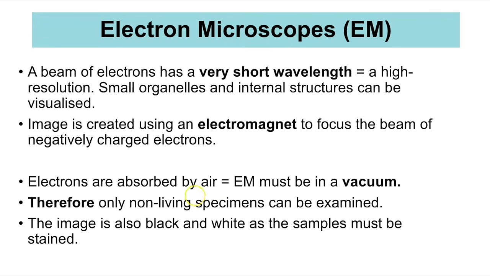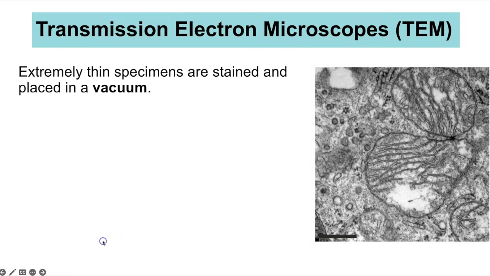And for that reason, you can't view living specimens, because if it's a vacuum, that's going to cause the specimen to die. So you can't use living specimens, which is a downside. And also you only get black and white images, and you have to stain the sample.